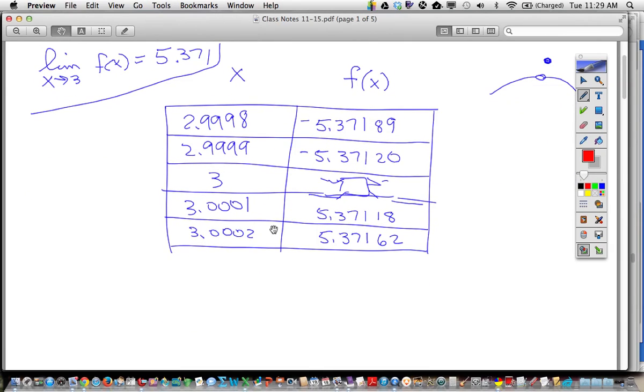When I first put this table up last Friday, these negatives weren't there. And we said, if you had a table like this, what's the limit? 5.371. It doesn't matter what the value is at 3, whatever's in here, it doesn't matter. It's what they're approaching. But what if those two were negative? Well, now the limit would not exist, because on this side they're approaching negative, and on this side they're approaching positive. From the left would be this number, and from the right the limit would be that number. So that was just a little bit more with the graphs.